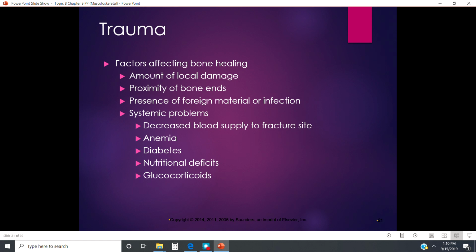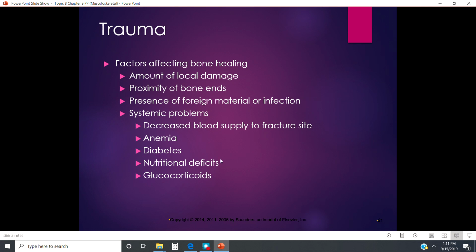And then also, if the patient has any comorbidities, any systemic problems that they're dealing with, maybe they have a blood vessel problem where they don't have good blood supply to the fracture site. Maybe they have anemia. Maybe they're diabetic. Maybe they have nutritional deficits, or they don't have enough important things for healing. Like vitamin C, believe it or not, vitamin A, right?